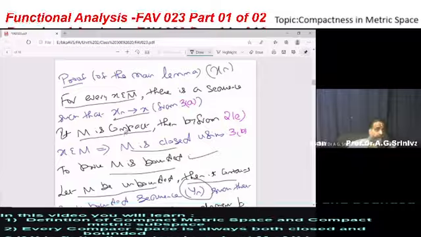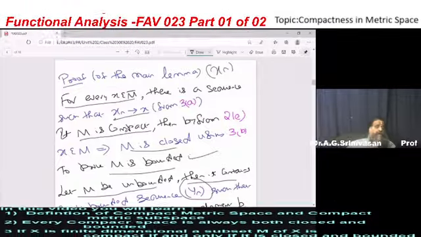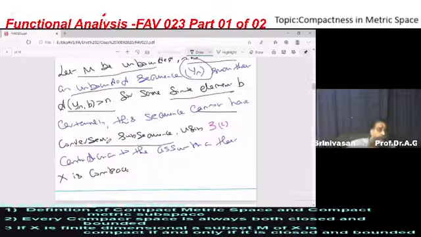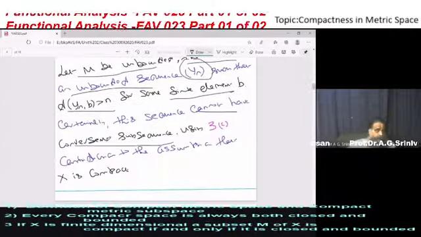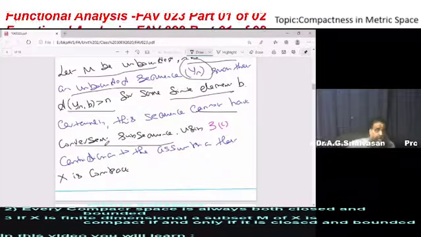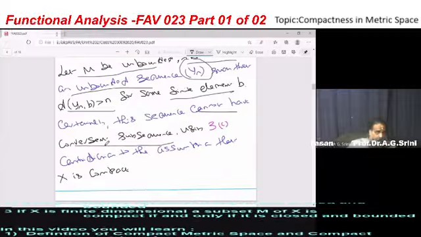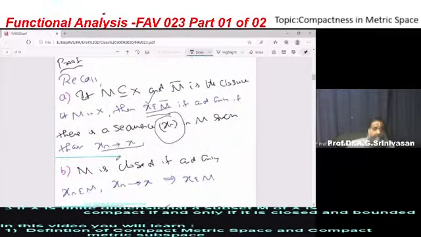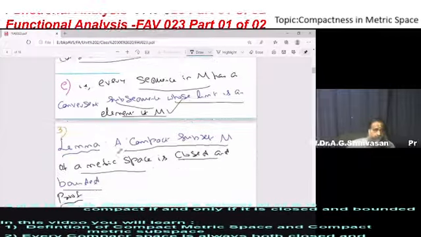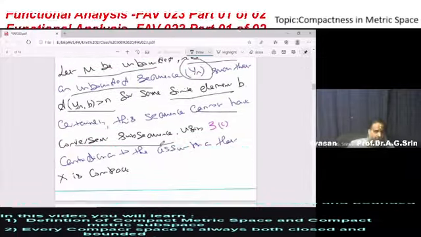But we assumed that M is compact. Because M is compact, every sequence must have a convergent subsequence. But there is no subsequence which is converging, because this is a sequence whose subsequence is not even convergent. Therefore, this cannot be compact. But we assumed that M is compact in my statement; M is a compact subset. Therefore, it must be bounded.